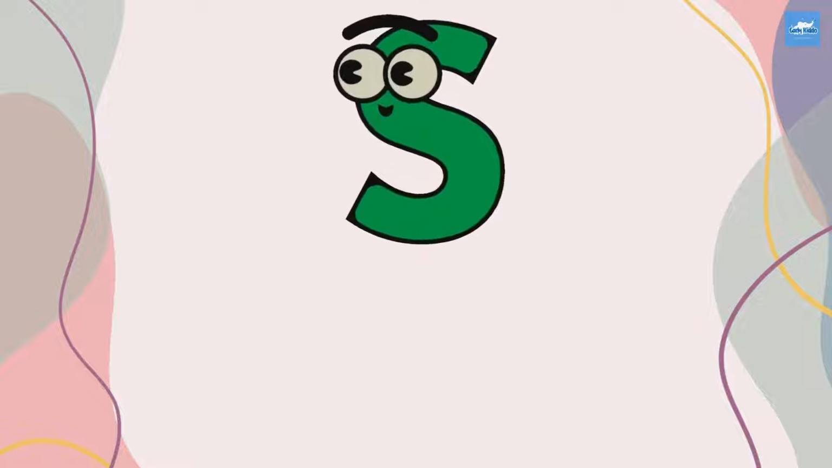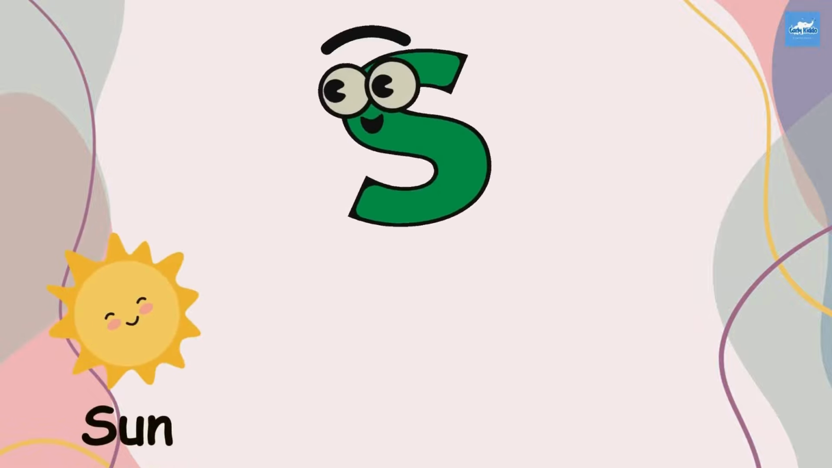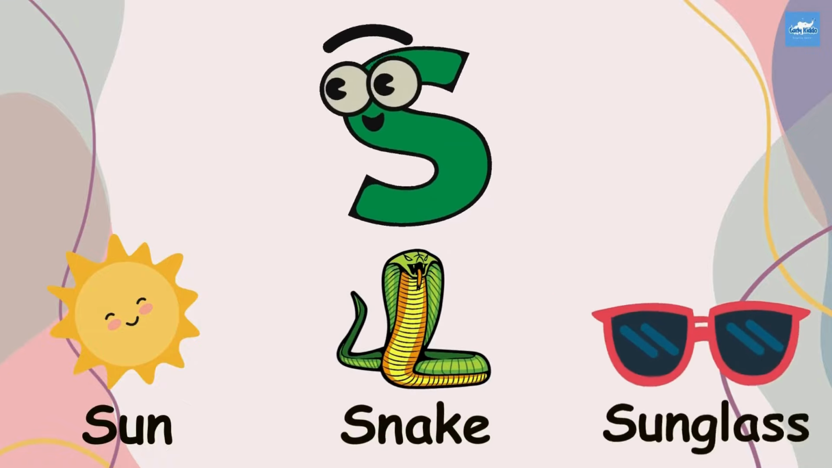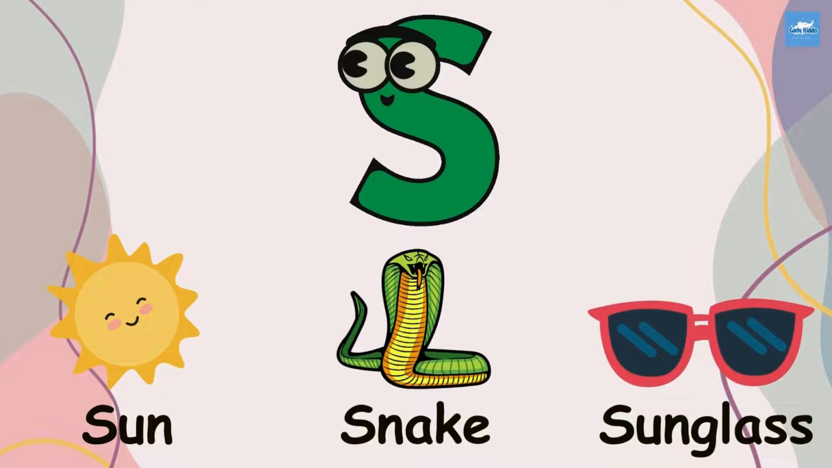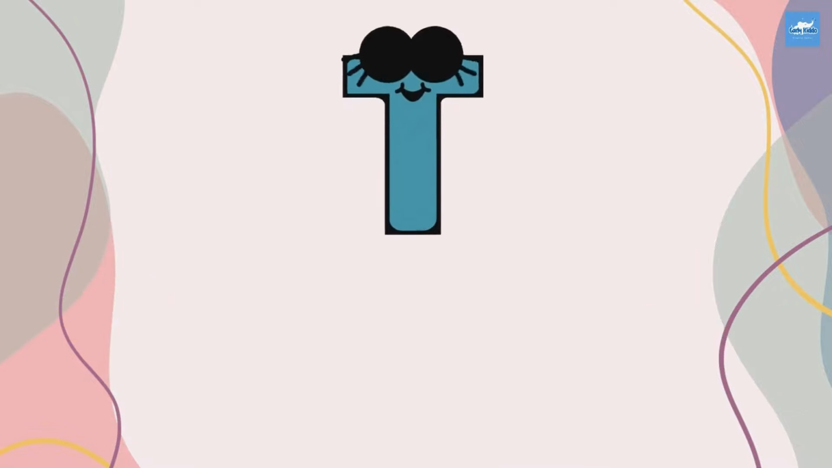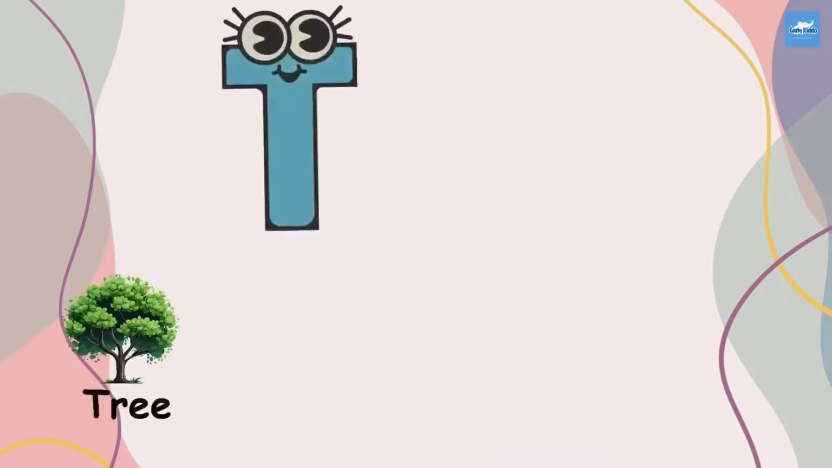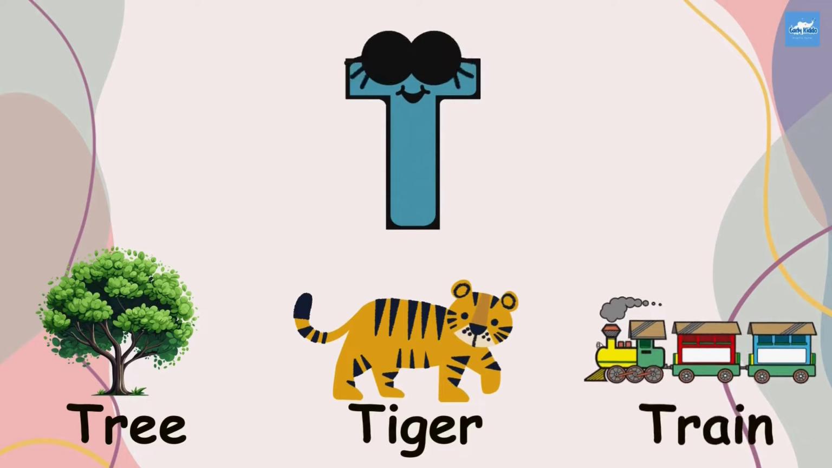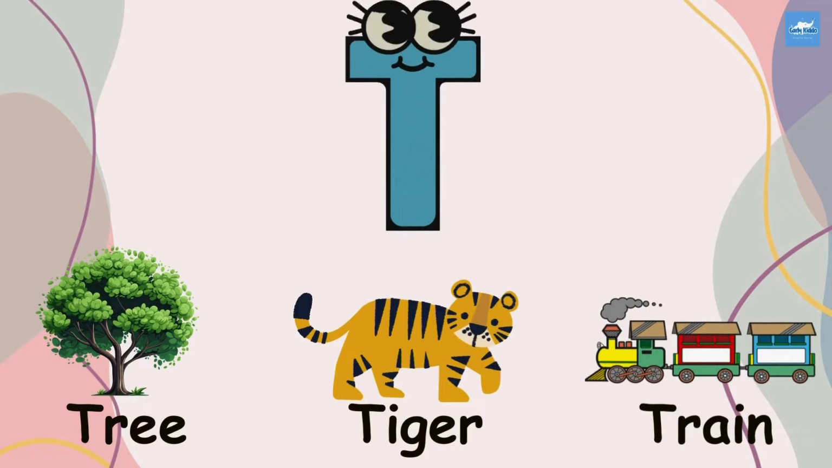Letter S. S for sun. S for snake. S for sunglasses. S says s. Letter T. T for tree. T for tiger. T for train. T says t.